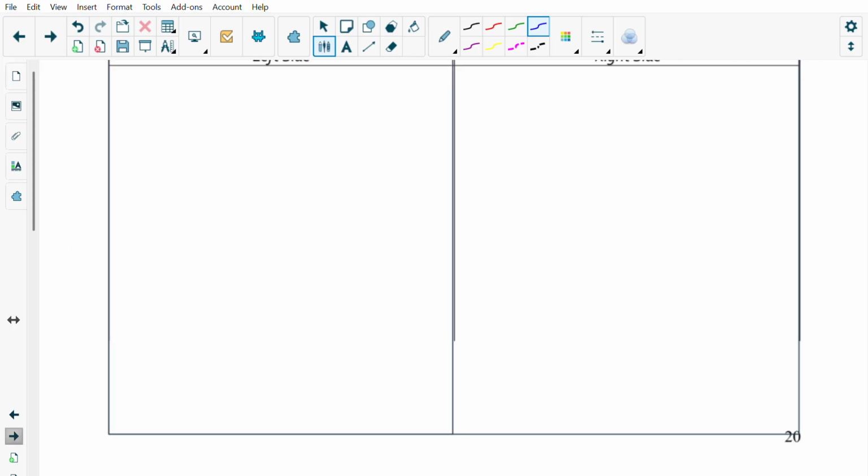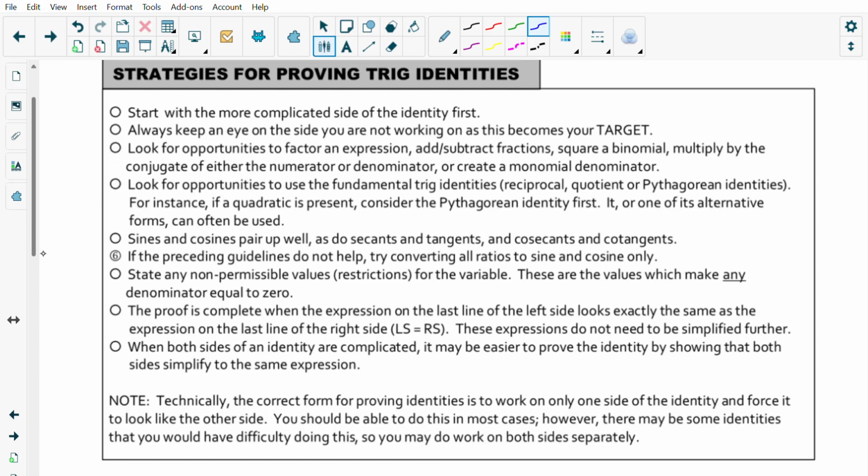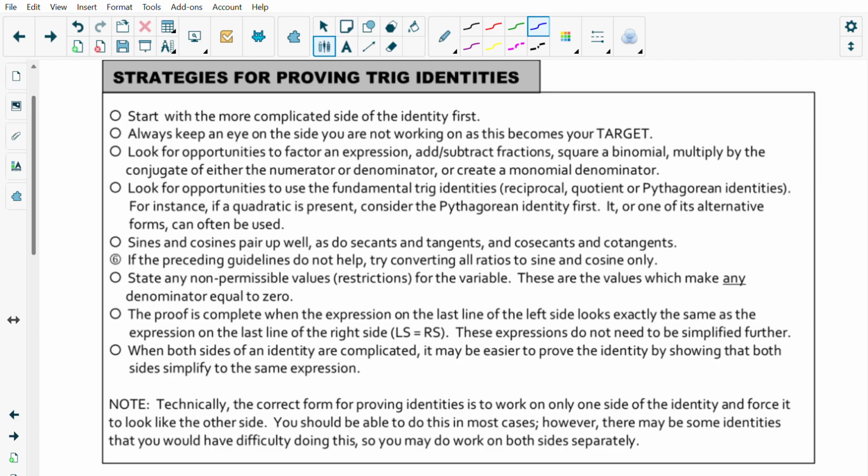Next page. A little bit more verbiage, folks. Strategies. Okay, these are strategies. We'll go over a bunch of examples that will touch on each of these strategies. Start with the more complicated side of the identity first. You'll typically see that when you're asked to prove an identity, one side is more complicated than the other. Work on that side first. Always keep an eye on the side you are not working on, as this becomes your target.